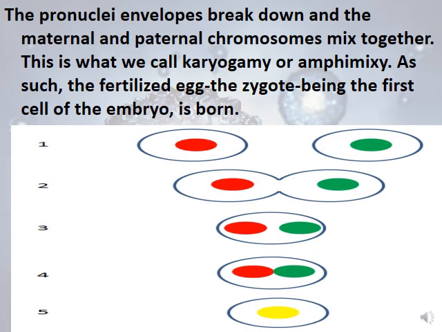So the female and male pronuclei, their envelopes break down, and the maternal and paternal chromosomes mix together, and this is called syngamy. As such, the fertilized egg, which is the zygote, the first cell of the embryo, is now born. This is the process of fertilization.